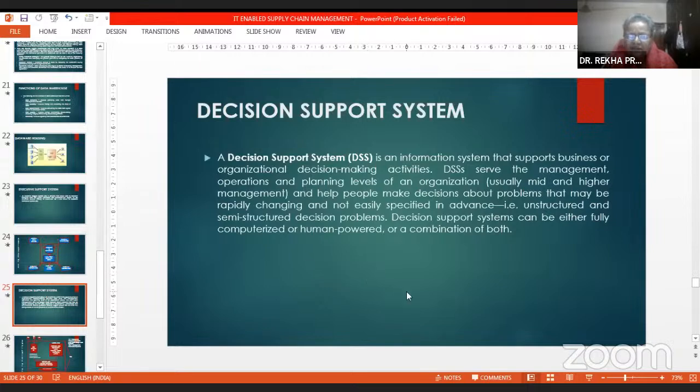Decision support systems serve the management, operations, and planning levels of an organization, usually mid and higher management, and help people make decisions about problems that may be rapidly changing and not easily specified in advance. That is unstructured and semi-structured decision problems. A decision support system can be either fully computerized, human powered, or a combination of both.